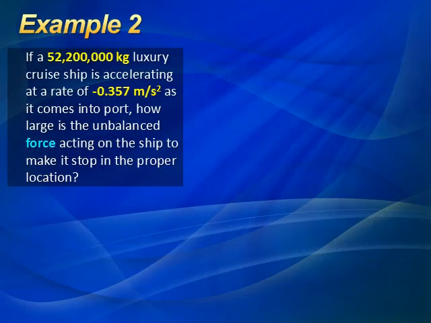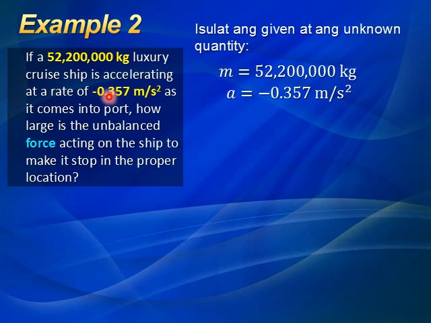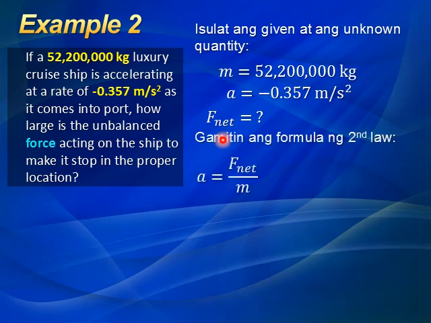So again, just like in any other problem, sulat muna natin yung given at yung unknown quantity. So meron tayong mass na 52,200,000 kilograms at meron tayong acceleration ng negative 0.357 meters per second squared. Now recall na negative ito, okay, negative acceleration mo, kaya ibig sabihin, pabagal yung motion ng ship hanggang sa mapahinto natin siya. So we're now looking for the value of the unbalanced force, or the F net. So again, using the formula ng second law, so you have A is equal to F net over M.